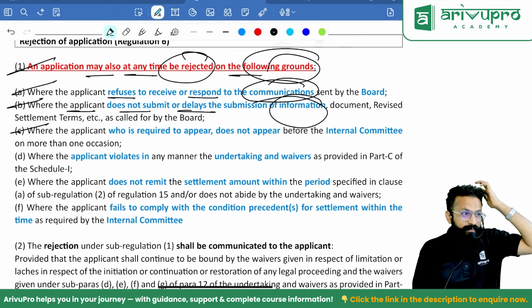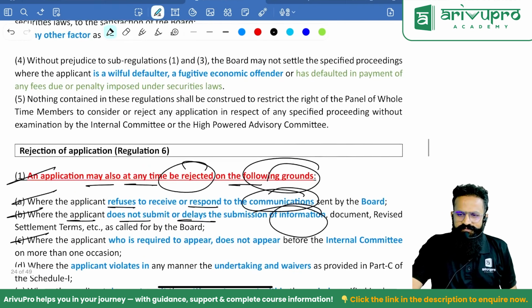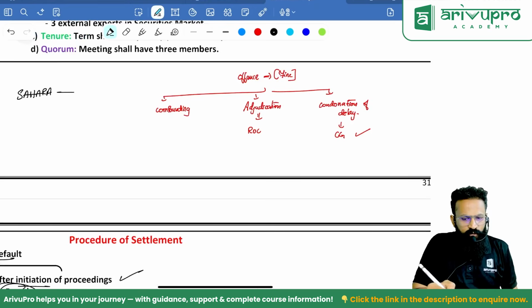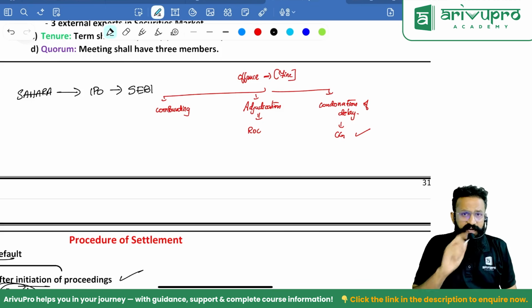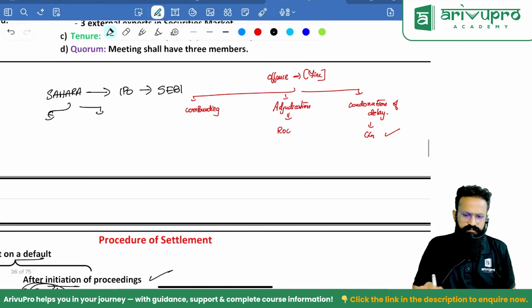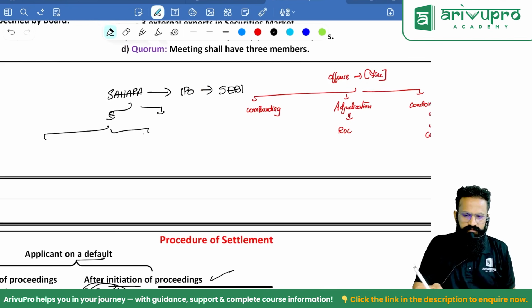In Sahara case, what happened? In Sahara case, in short, I'll tell you, there was a company called Sahara. Sahara wanted to go for IPO. They filed their prospectus with the SEBI. Sahara has a list of subsidiary companies like this, you can imagine. Somewhere here there was a problem.